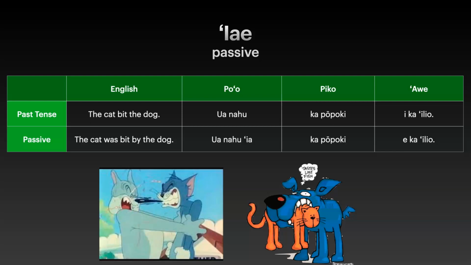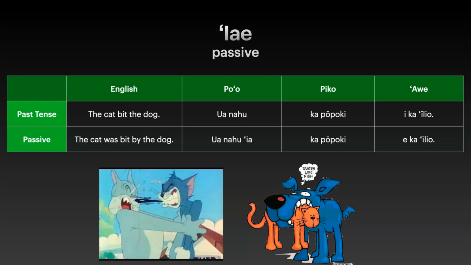So even though the cat and the dog stayed in the same sections of our pepeke, their function changed. In the past tense, the piko is the ʻAkena for this example. Yeah, whereas in the ʻIae, the piko is the ʻOkena. Yeah, in the past tense, the ʻAwe is the ʻOkena. In the passive, the ʻAwe is the ʻAkena.